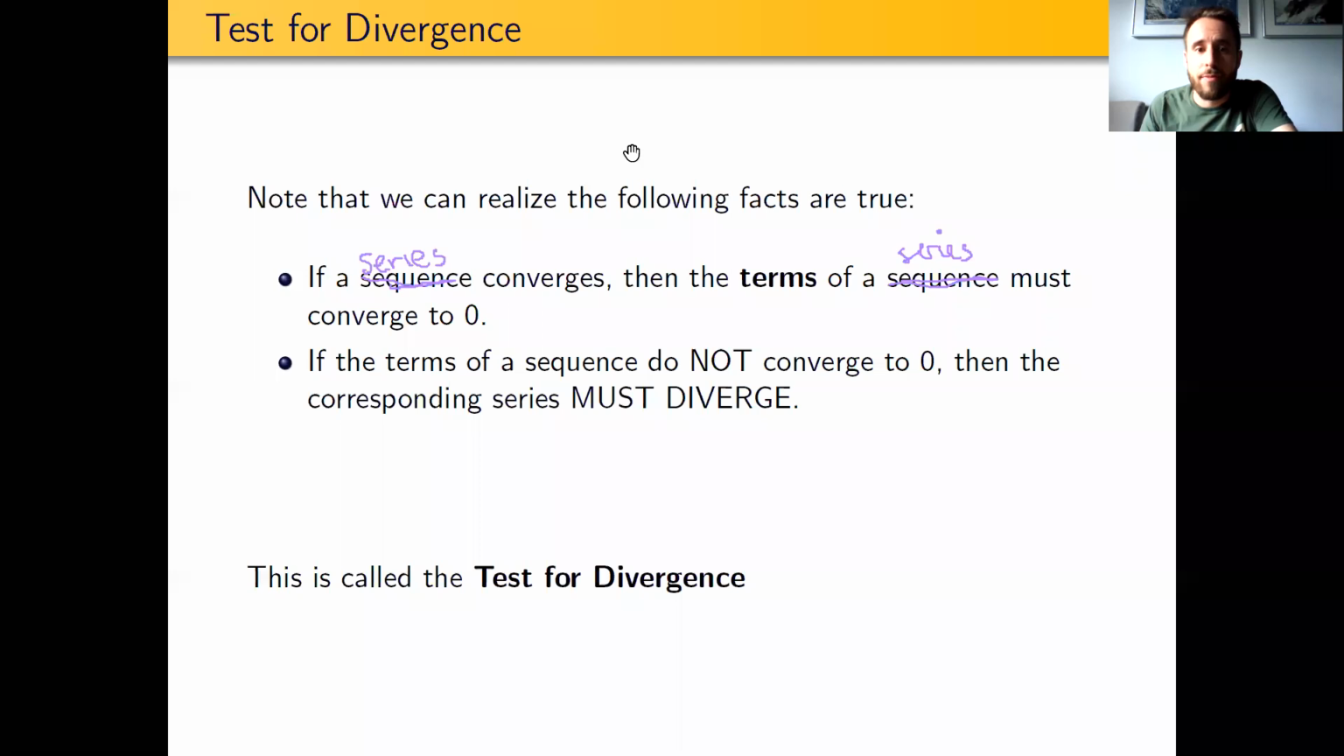Or equivalently, if the terms of a series do not converge to 0, we'll fix that one too. Or if the terms of a given series do not converge to 0, then that corresponding series must diverge. And this is called the test for divergence. It's a quick gut check to see if a series might just diverge if the individual terms do not go to 0.